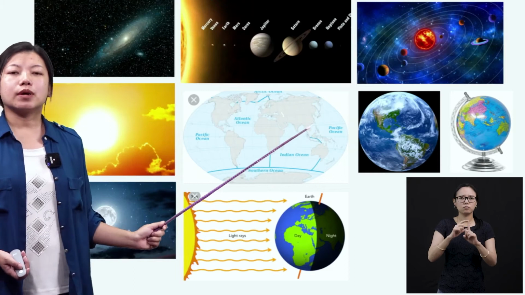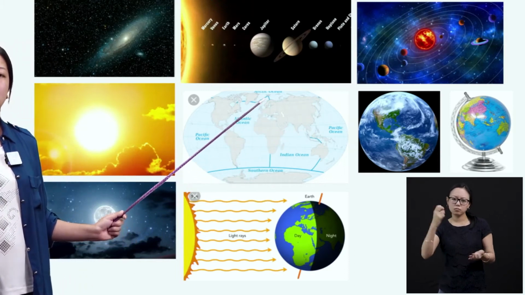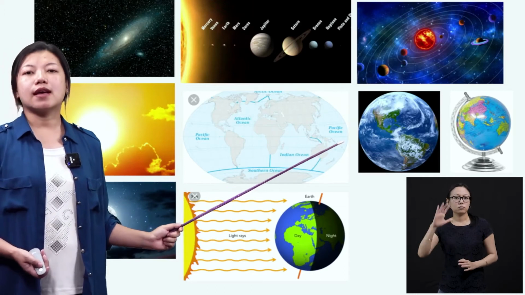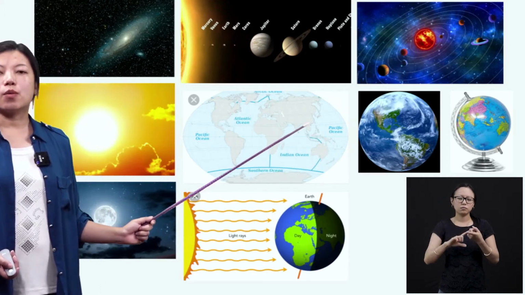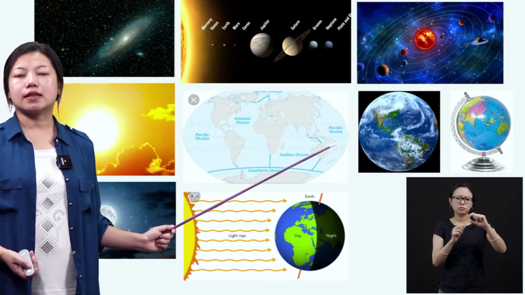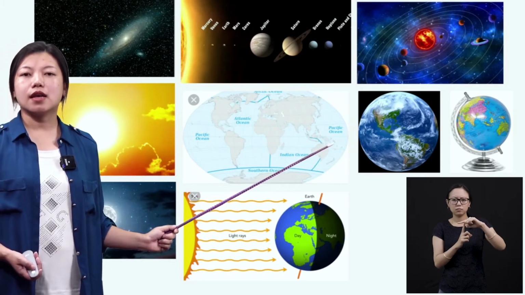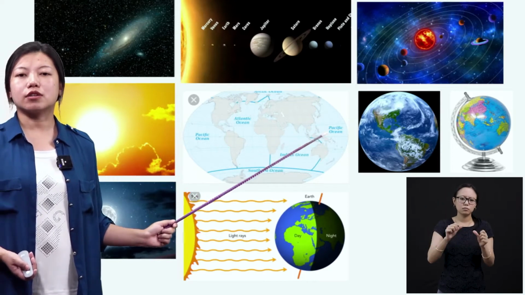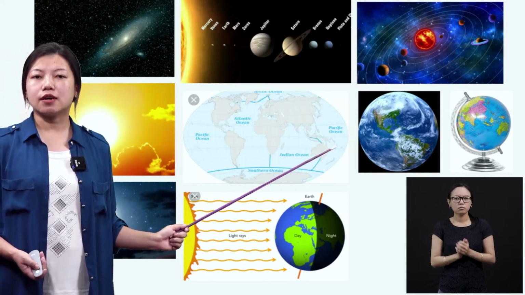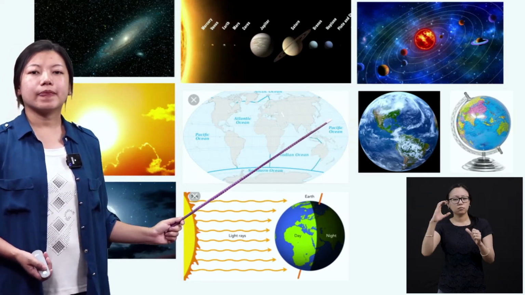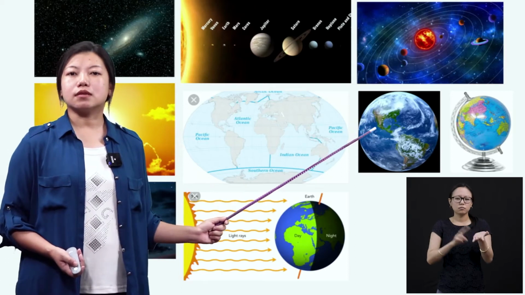Then I told you about our continents and oceans, that we have 5 oceans and 7 continents, where Arctic Ocean is the smallest ocean and Pacific is the largest. And talking about the continents, the largest continent is Asia and the smallest continent is Australia. Okay. Then we talked about the Earth.